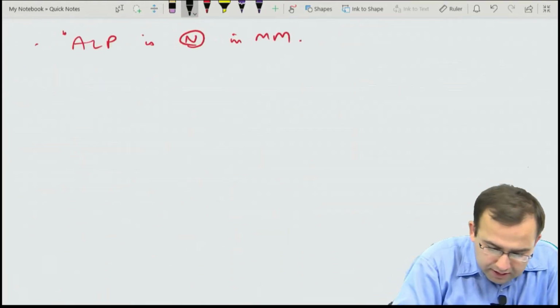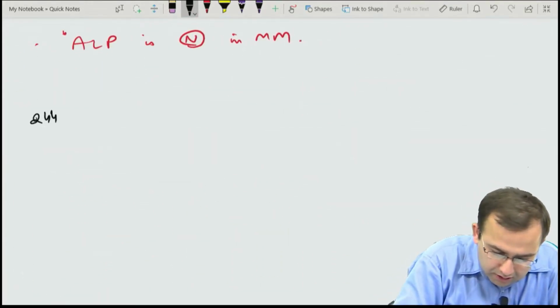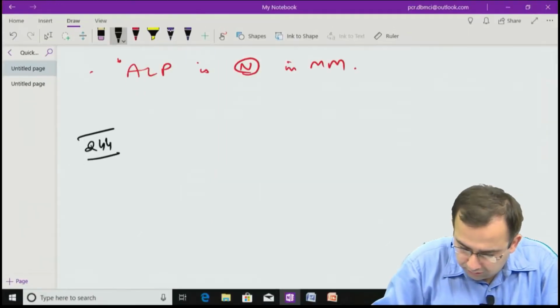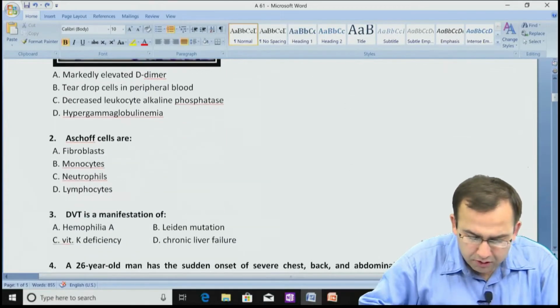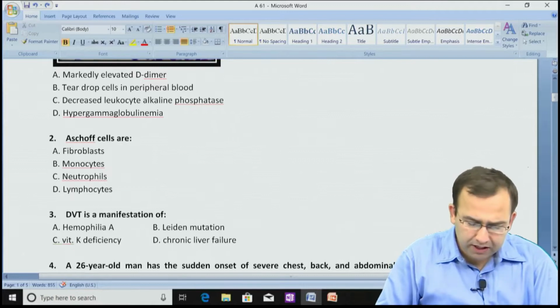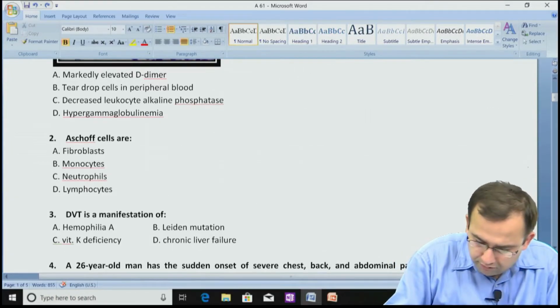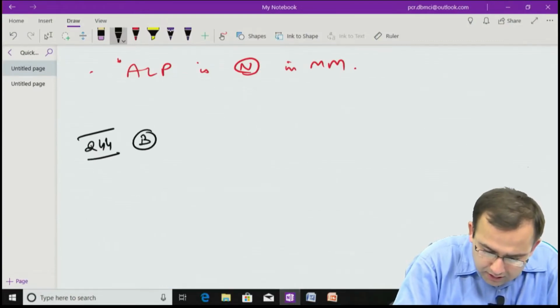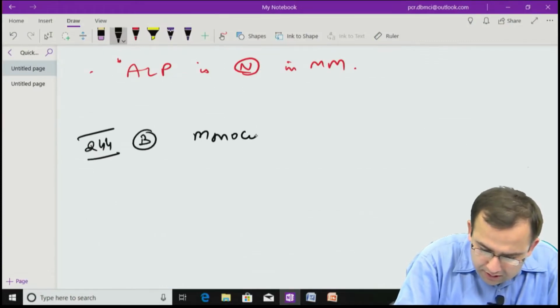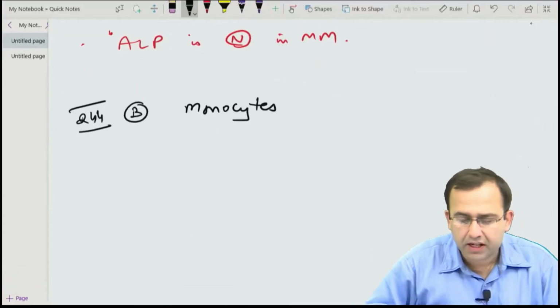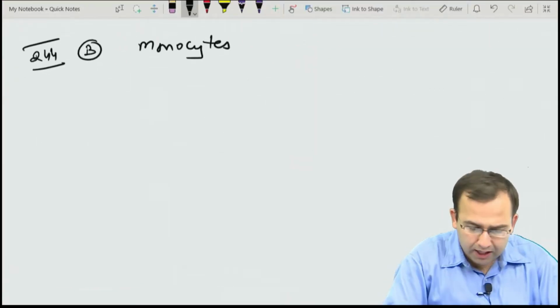Next, this gets us to our next question, that is question 44. This gets us to Aschoff cells. I need not even tell you this. Aschoff cells, these are the monocytes. So question 44, the answer is B, that is monocytes. They are the monocytes. Let us have a look at RHD.